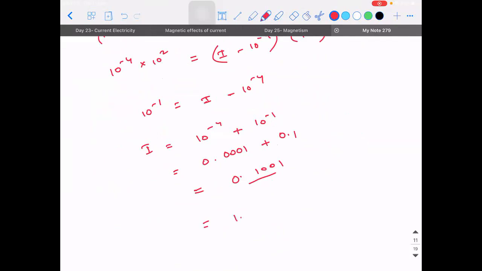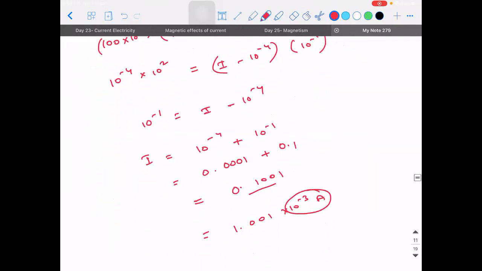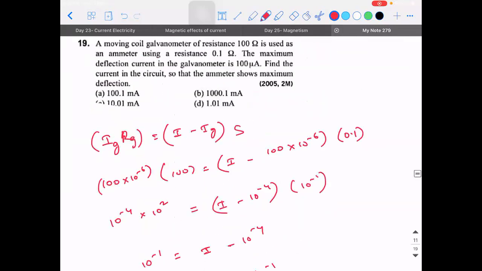Or I can write it as 1.001 into 10 power minus 3 ampere. This is milliampere, 1.001 milliampere. Sorry, 100.1. 100.1, is that there? Option A is the answer.